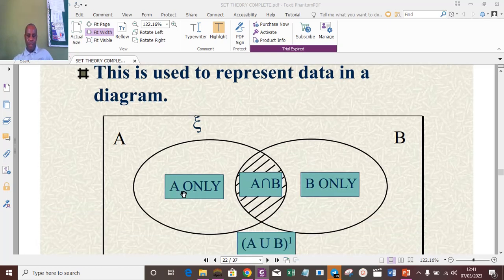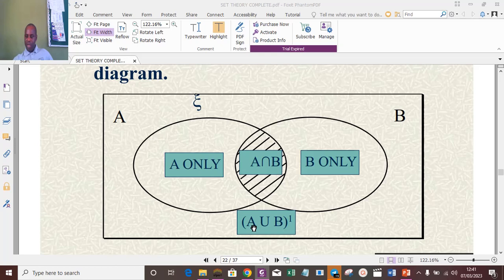So we have, look at this shape here. All this region, we call A only. Then this region here is B only. A intersection B, meaning what is common to A and B, is in this region. Can you see? This region is common to A and B. That's A intersection B. Now look at this one. A union B all prime. The elements that are not in A and B, that are not part of this A and B, we call those elements (A union B)'.